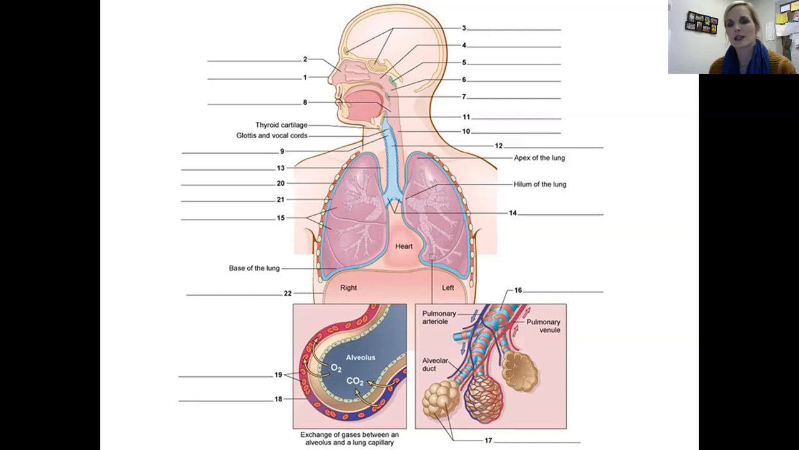But if you are labeling number 5 as the pharyngeal tonsils, I do want you guys to tell me the difference between the two. Number 7 are the palatine tonsils. So hopefully that's a refresher from our previous chapter. Okay.